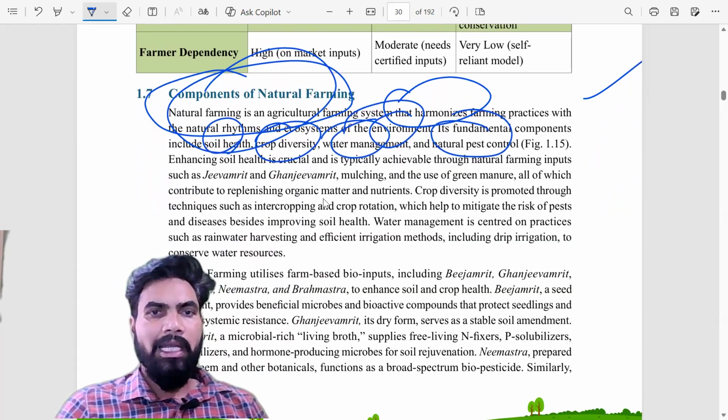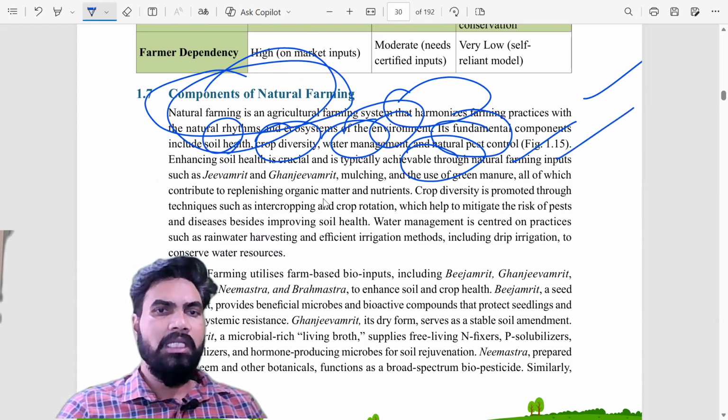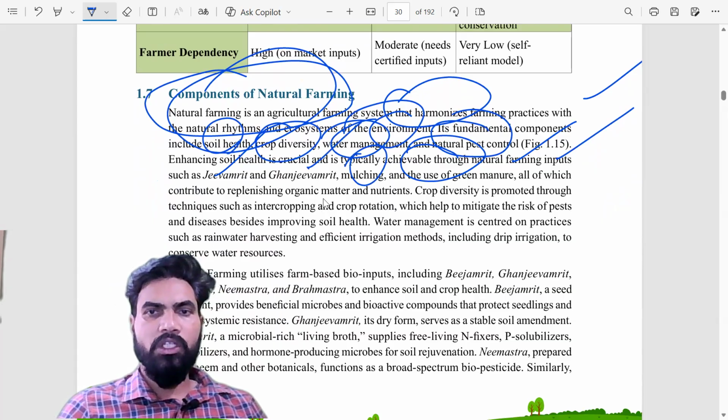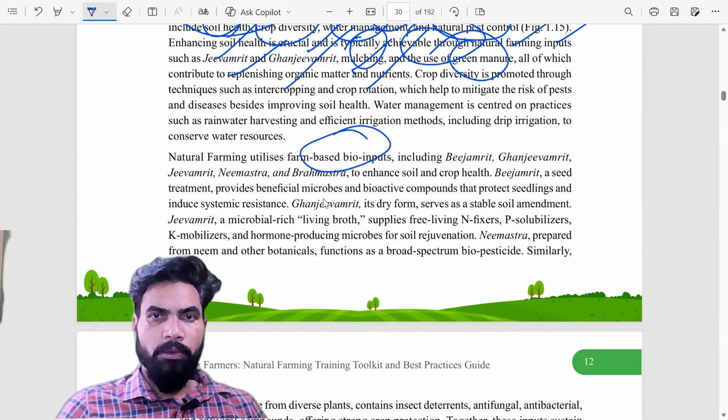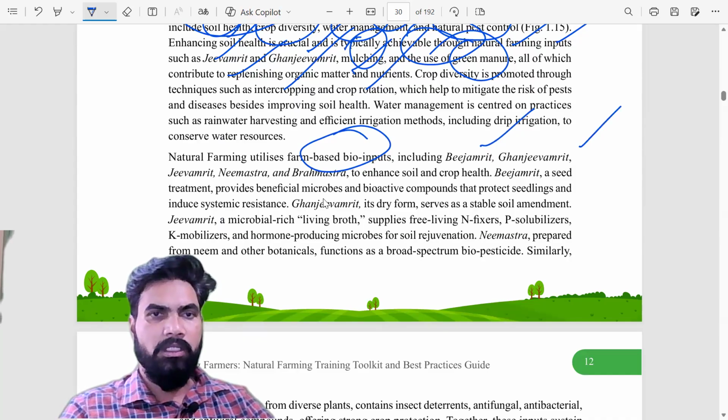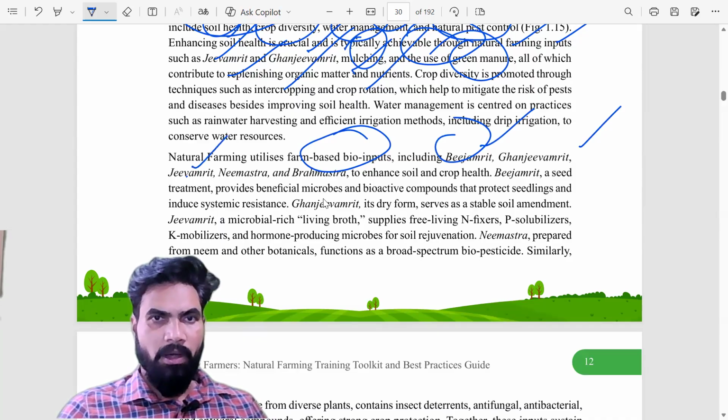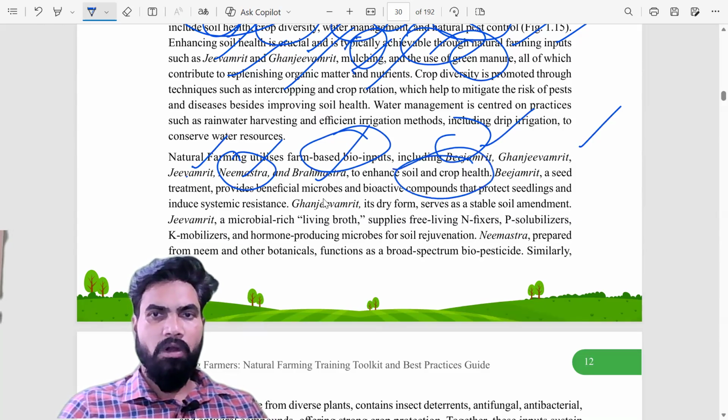Enhancing soil health is crucial, and it is typically achievable through natural farming inputs such as Jivamrit and Ganjivamrit, mulching, and the use of green manure, all of which contribute to replenishing organic matter and nutrients. Then natural farming utilizes farm-based bio inputs, including Bijamrit, Ganjivamrit, Jivamrit, Neemastra, which is derived from the neem tree. Then Brahmastra is also there to enhance the soil and crop health.